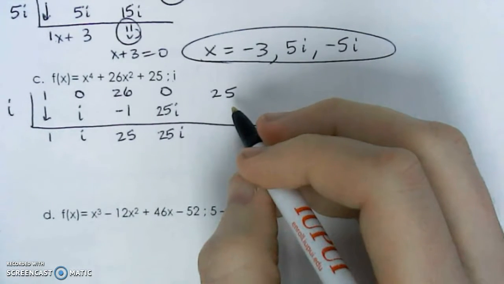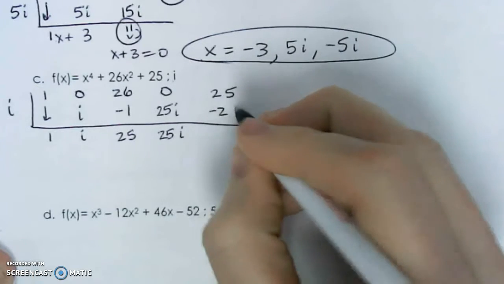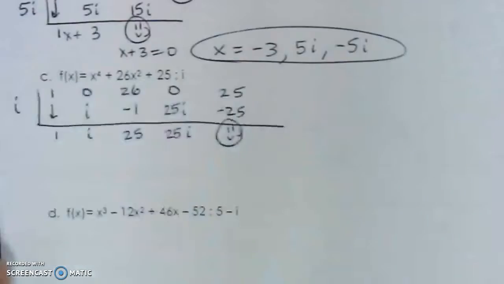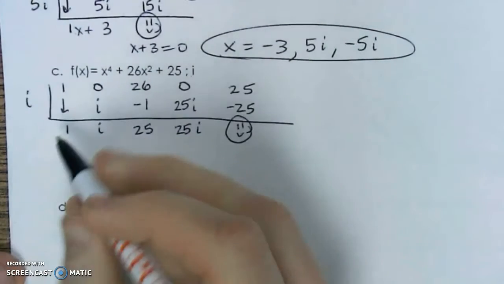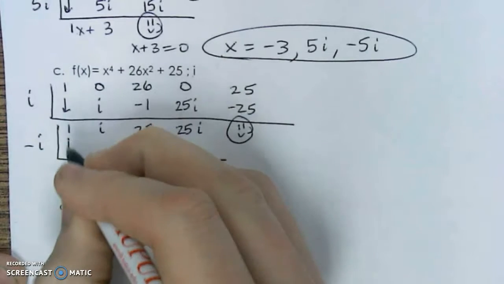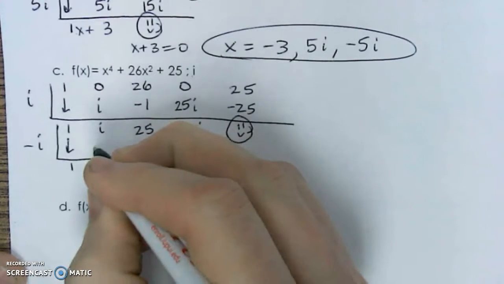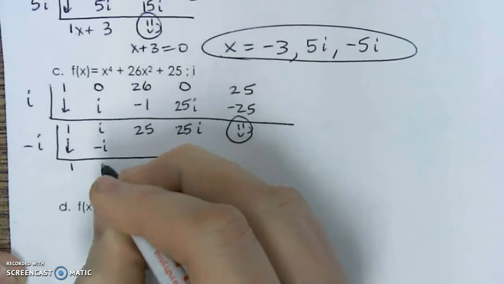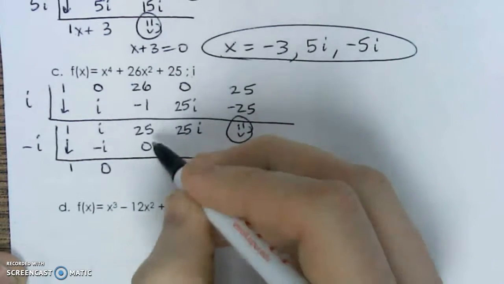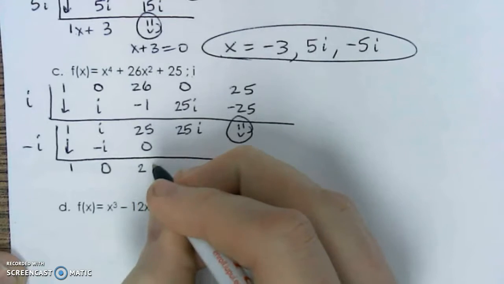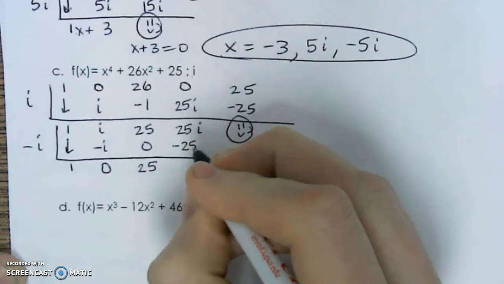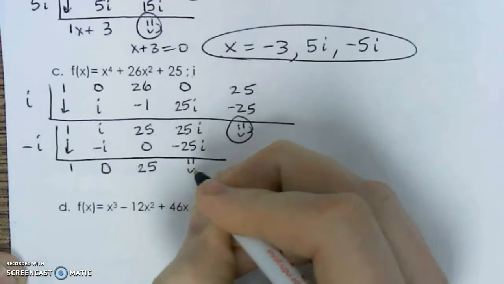The i squared makes a negative 1, so it would be negative 25. And you add that column and you get 0, which is the remainder. So if i goes in, so does its conjugate, negative i. We take that out next. Bring down the 1, multiply, add your column, multiply, add your column, multiply, and we're going to get negative 25i, which gives you remainder 0.